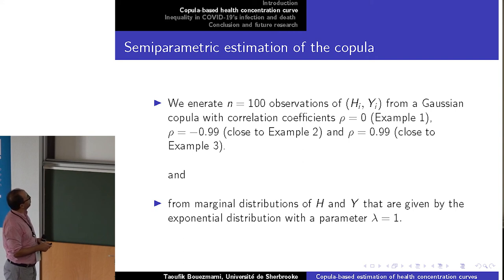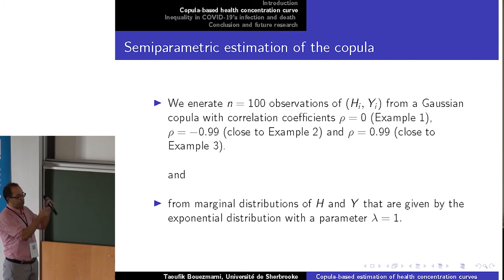I can go through this very fast. This is just one simulation where we generate a sample of 100 observations from a Gaussian population with different levels of dependence: 0, minus 0.99, and 0.99. And then, of course, we also need the distribution of H and Y to calculate these estimators. So we assume that these are generated from an exponential distribution.